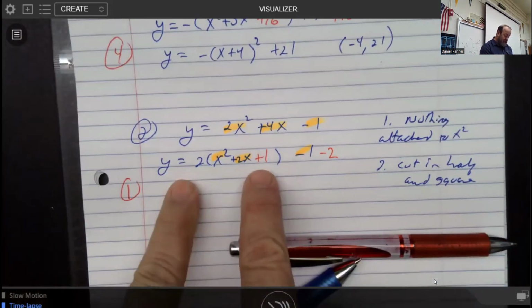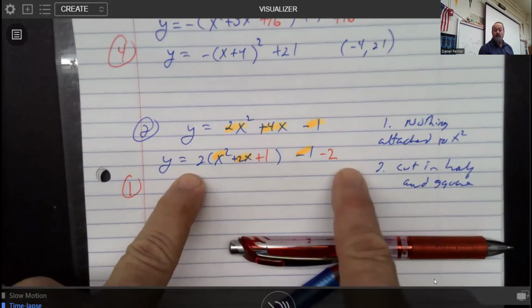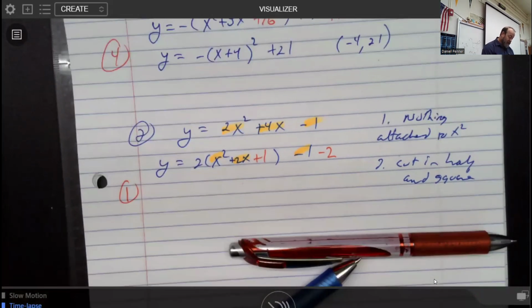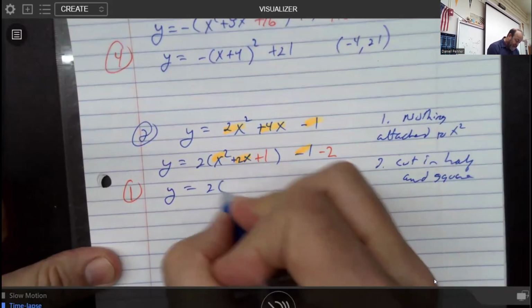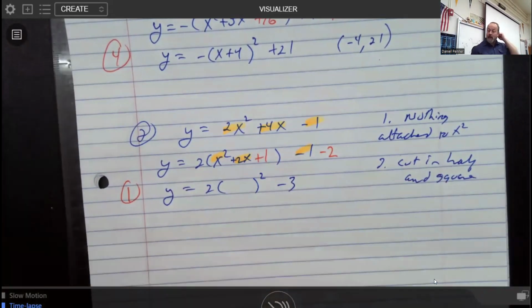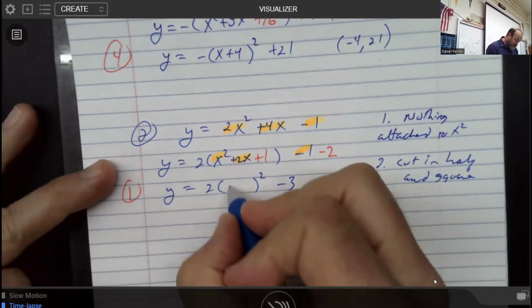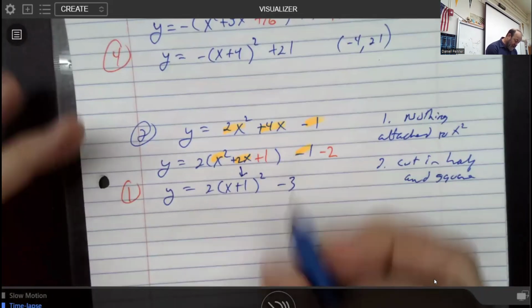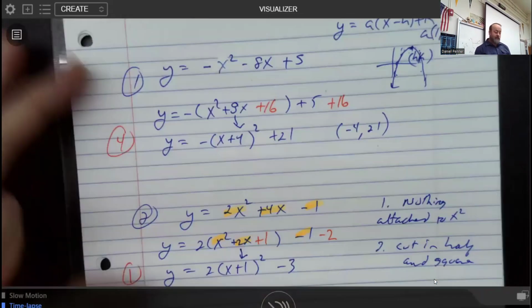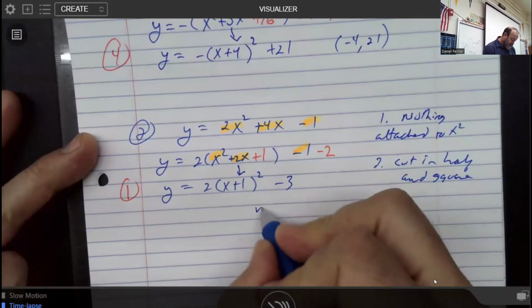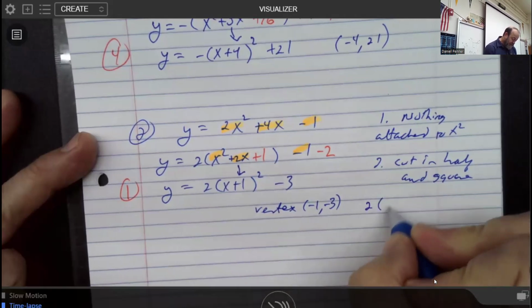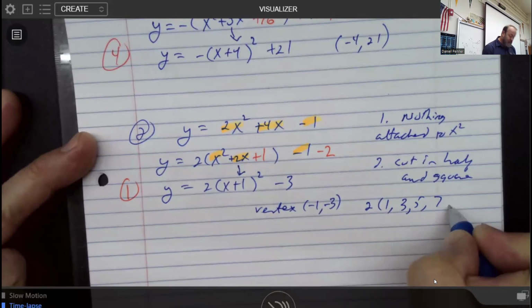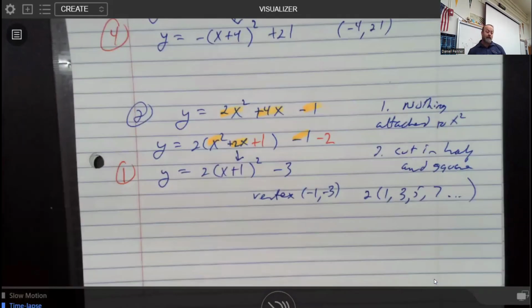This is really a 4x, right? But this 2 was not in my original problem, so I had to make sure I did something to balance it. And now we're done with the problem, which is why I always think that people that say this is so hard, they're just not really paying very close attention. This is x plus 1. We're done. Remember, this number is half, just like 8 cut in half was 4. We always have that. So I'm going to have a vertex sitting at (-1, -3). And my 1, 3, 5, 7, 9 pattern, it goes on forever, is going to get multiplied by 2. So that makes it really, really easy.